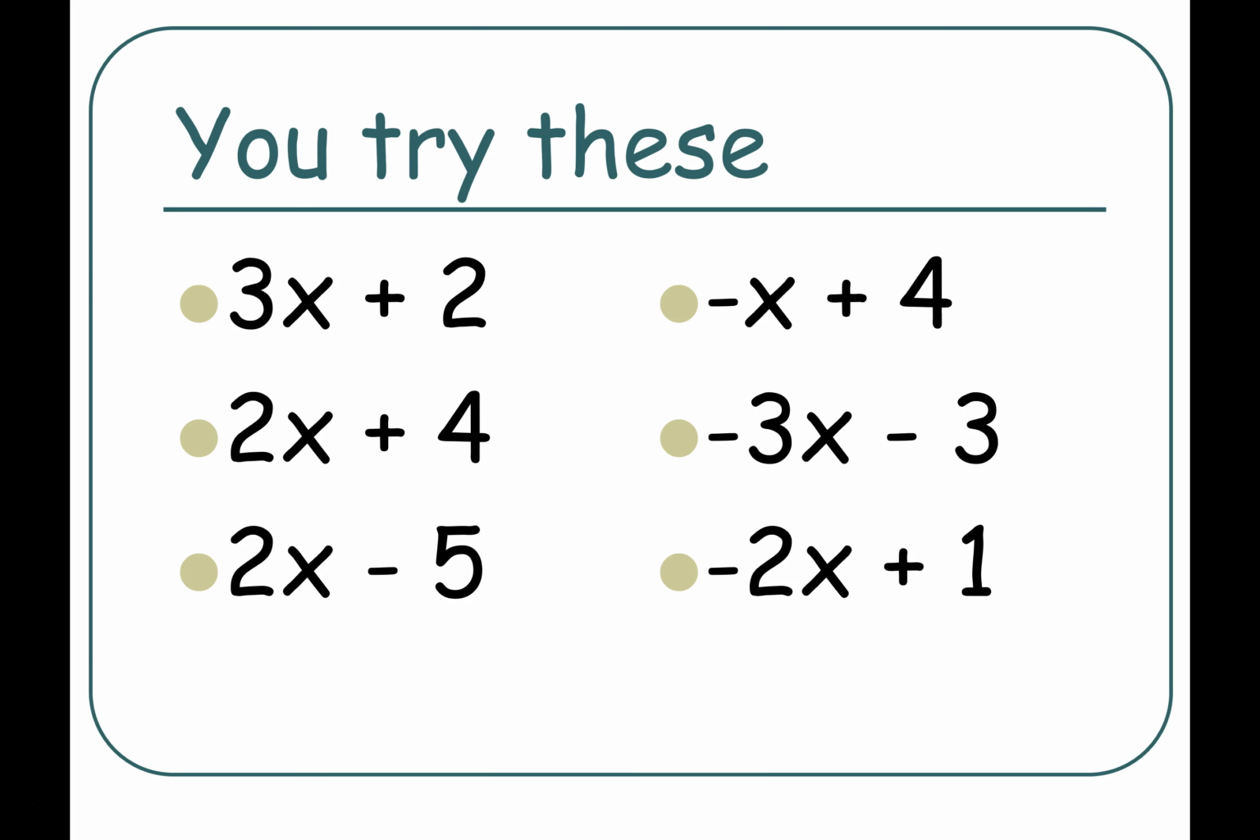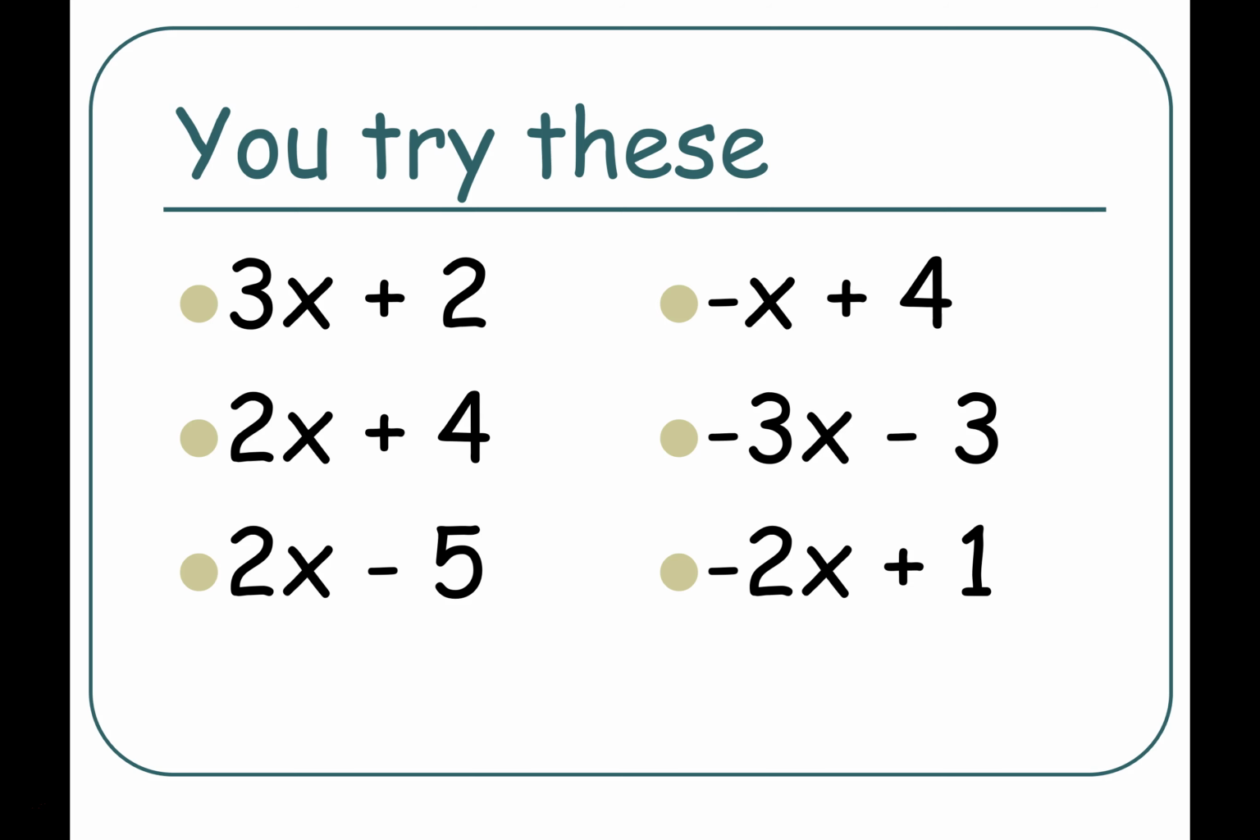So here we would try that. 3x plus 2 would be 3 greens, 3 of the green x's or 3 rectangles, plus 2 yellow units. Then opposite x would be a red x plus 4 yellows. Then 2x, that's going to be 2 greens and 4 yellows. Opposite 3x, so 3 red x's and negative 3. 2x, that's 2 greens and a negative 5. And opposite 2x, so 2 red x's and a positive 1, or a yellow 1.